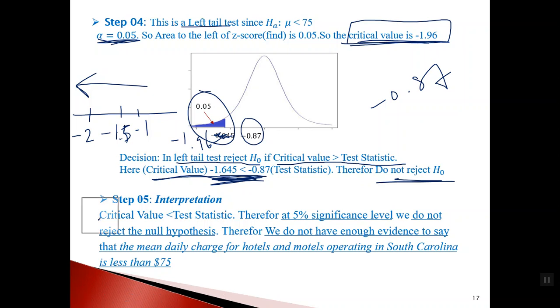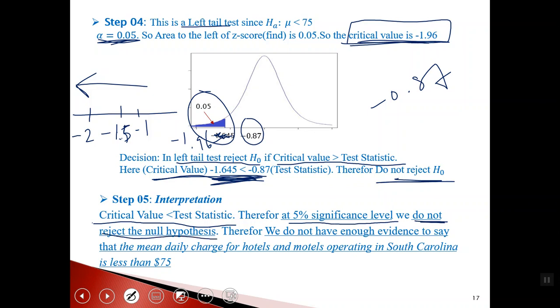The interpretation is: critical value is less than your test statistic value. So at the 5% significance level, we do not reject the null hypothesis. Why? Because we do not have enough evidence to say that, from here to here, it is your claim: the mean daily charge for hotels and motels operating in South Carolina is less than $75. So this is the interpretation.